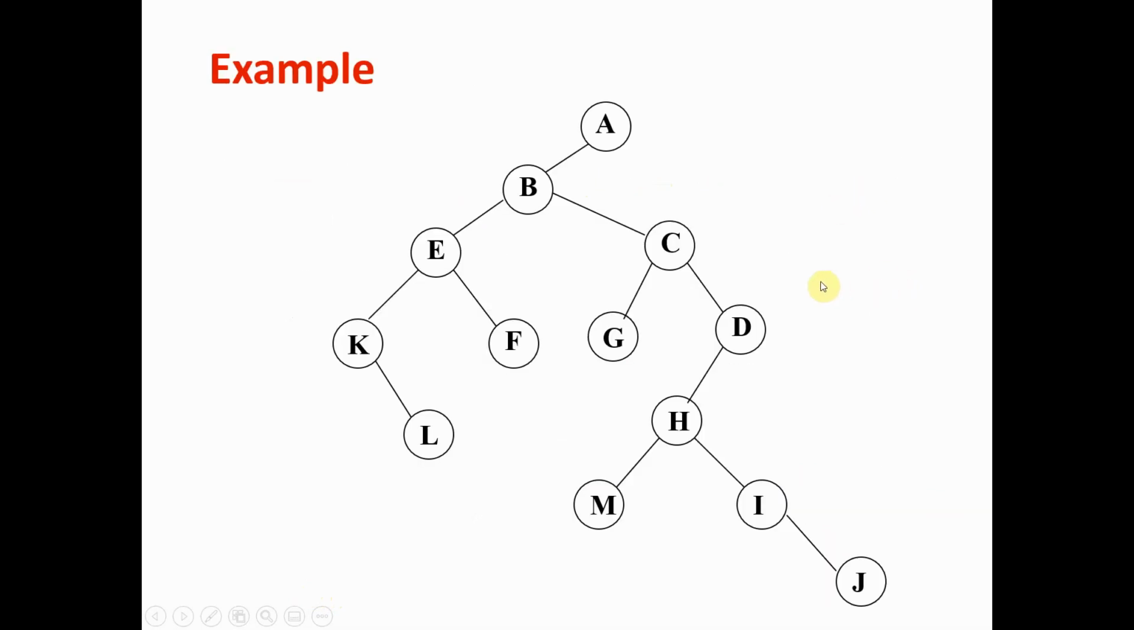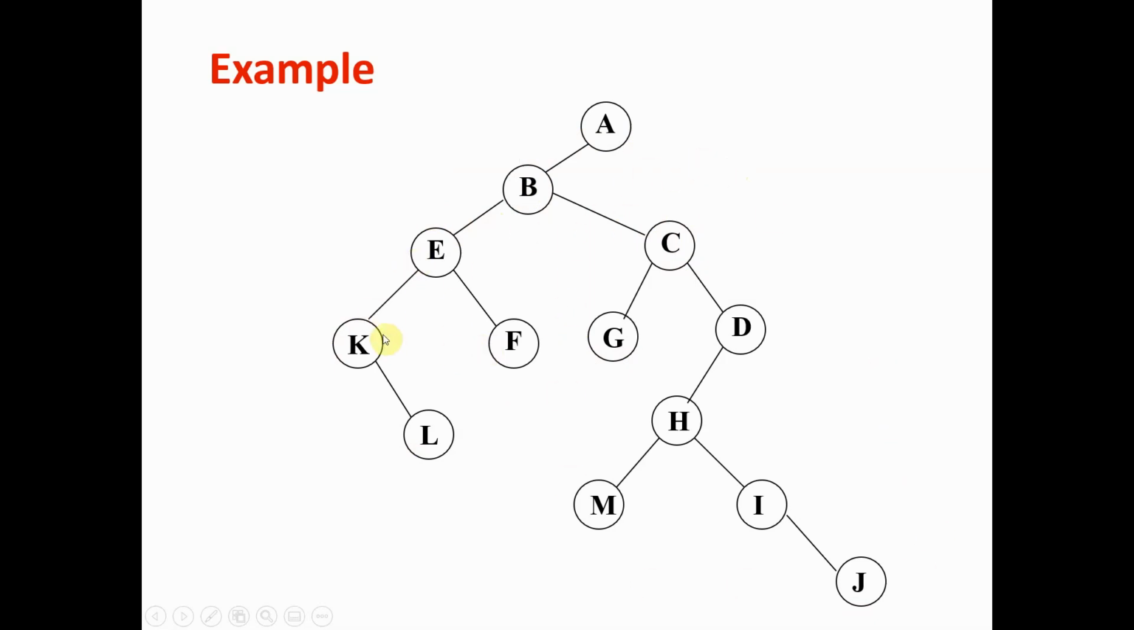This is an example of a binary tree. A is the root. It has 1 child. So we can consider the whole thing here as the left subtree of A, and its right subtree is empty. B has 2 children, right? So this is going to be its left subtree, and this is going to be its right subtree.